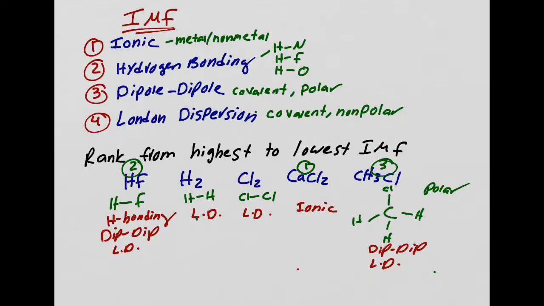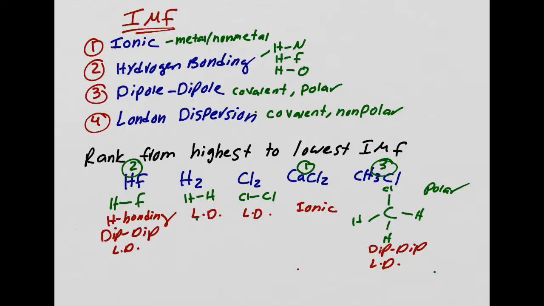What did we say last time? If you have two that both have London dispersion, which one would have a higher IMF? The one that has more electrons, the one that is larger. When we explain why, if you have more electrons, you're far away from the nucleus, so you have a higher chance of creating a temporary dipole, right? You're far away from the nucleus, you can do stuff, so you have a higher chance of creating a temporary dipole.